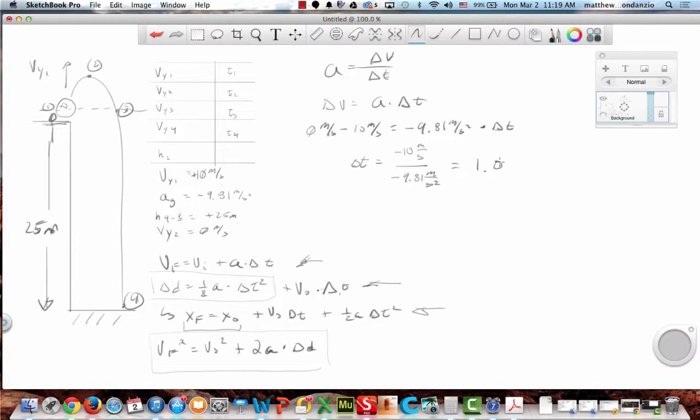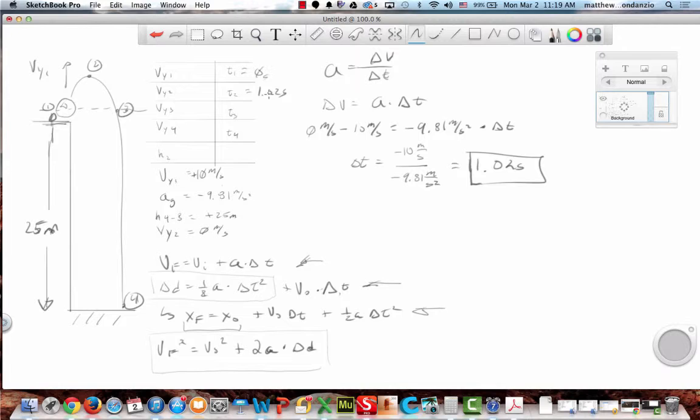1 point what? Okay. That's the amount of time, by the way, to get to point 2. So time for point 1 is 0 seconds. Point 2 is. Wait, what do you have? 1.02 seconds. Right? Everyone with me? Yes. Okay. Now, how do you figure out your delta distance between 1 and 2?